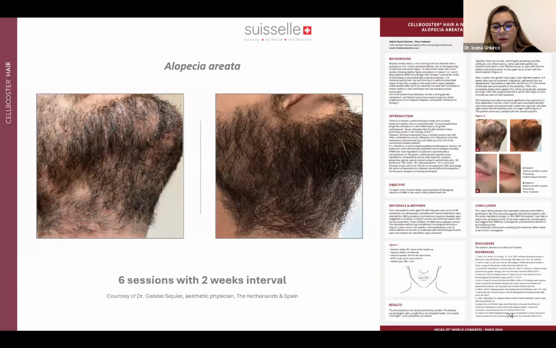Alopecia areata, not only on the scalp but on the face, also can be improved with the use of CELLBOOSTER hair. This is a before and after 6 sessions with 2 weeks interval between each session. Next, please.